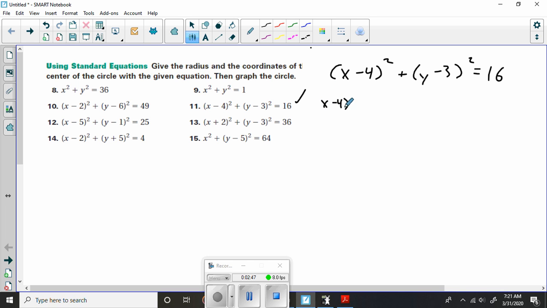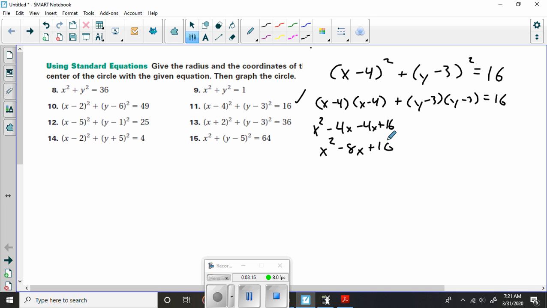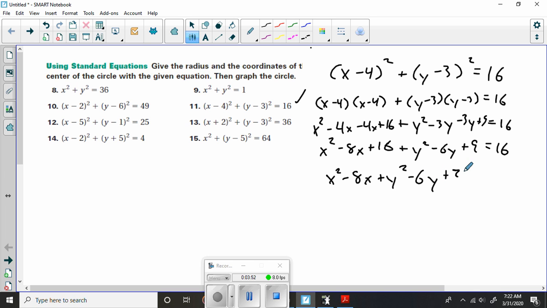Well, this is really x minus 4 times x minus 4. And this is really y minus 3 times y minus 3, and that's equal to 16. Well, we could use first, outer, inner, last, right? And if you remember the pattern, that's the square of the first one, the square of the second one, and then 2 times them combined. But if not, again, first, outer, inner, last. So 16 and 9, last I checked, makes 25, right? So x squared minus 8x plus y squared plus 6y plus 25 is equal to 16, right?